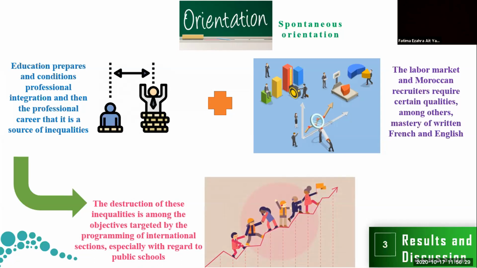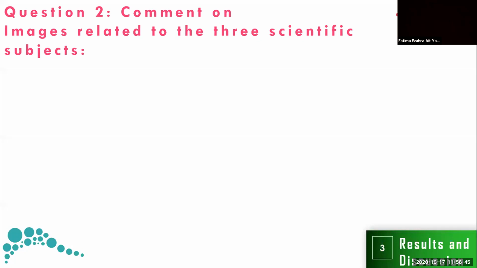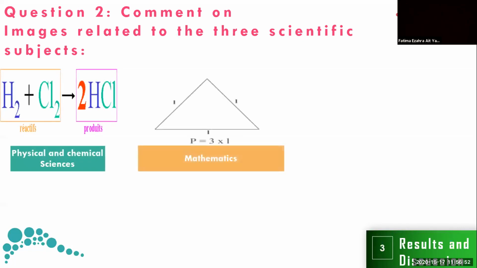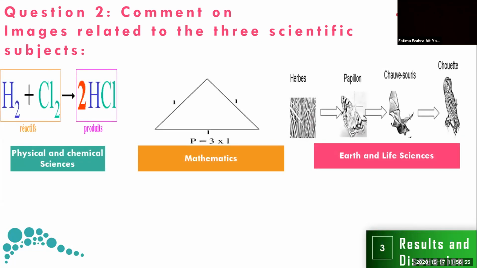So as I've mentioned before, among the main objectives of studying scientific subjects in foreign languages is to improve the learner's linguistic skills. In another question, we gave learners three images related to earth and life sciences, physical and chemical sciences, and mathematics, and asked them to comment on them in order to detect how learners comment on information related to these three subjects.